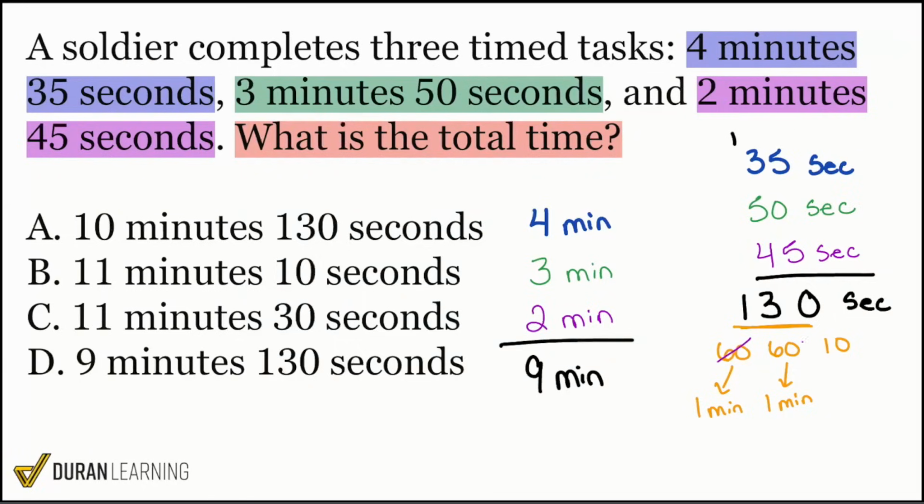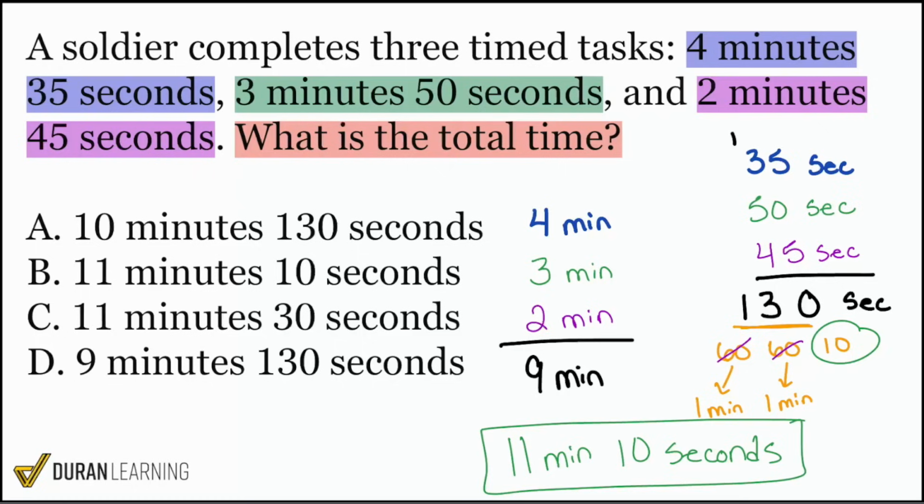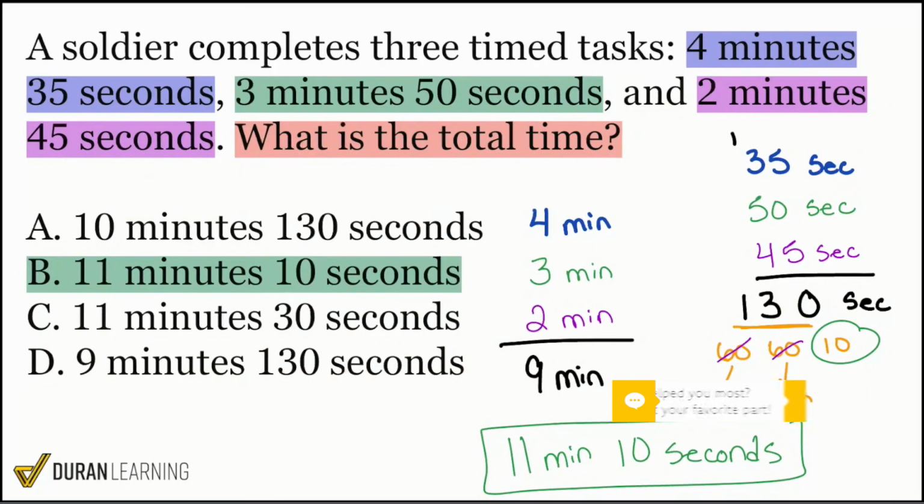So again, we take these 2. So that'll be 11 minutes. And then the extra 10 seconds. And there we are. That is the proper solution to this question here. 11 minutes and 10 seconds. If you chose D, that is just an improper way of saying it. The correct answer here again is answer choice B. 11 minutes and 10 seconds.